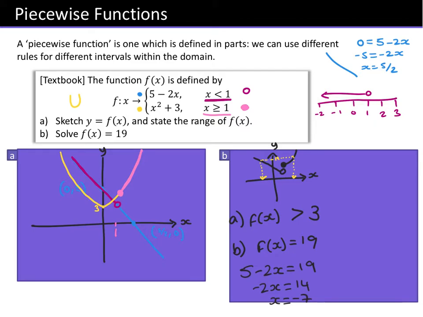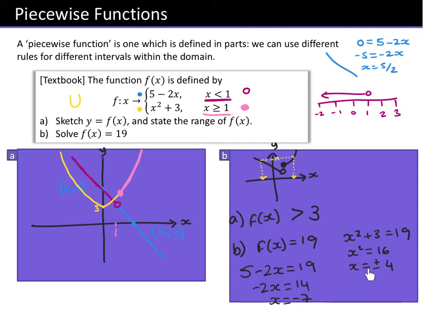For the second one, I do have x squared plus 3 equals 19. But if we remember the graph, we only kept the positive side of the x squared. So when I solve this, I'm going to get x squared equals 16, x equals plus or minus 4. But we only took the positive because it says that x is greater than or equal to 1. So we reject x equals minus 4.